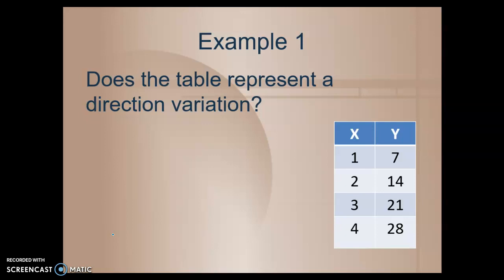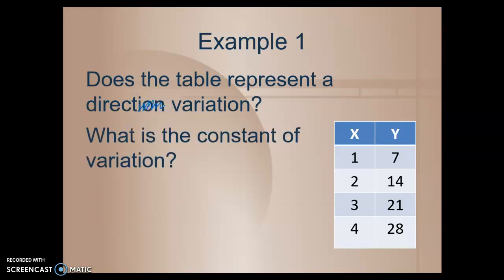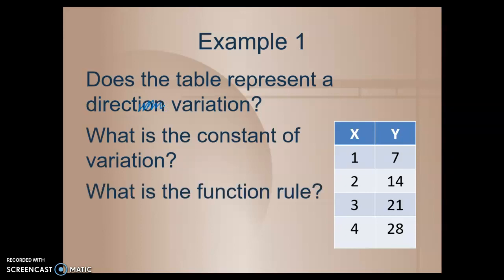All right, let's take a look at a table here and answer these three questions. First, does this table represent a direct variation? Typo there, ignore that in there. And what is the constant of variation if it is direct? And finally, what is the function rule?